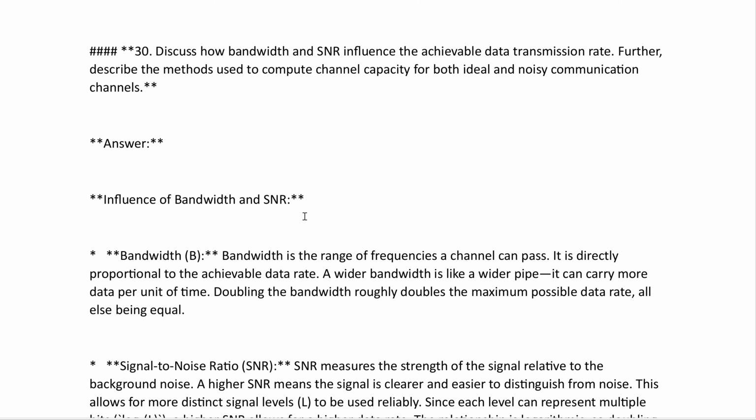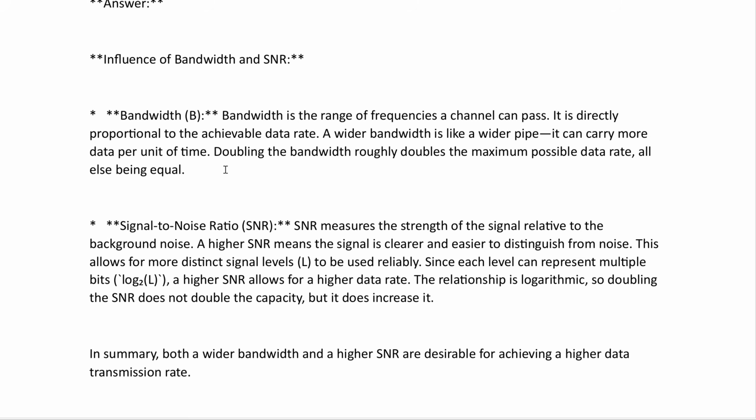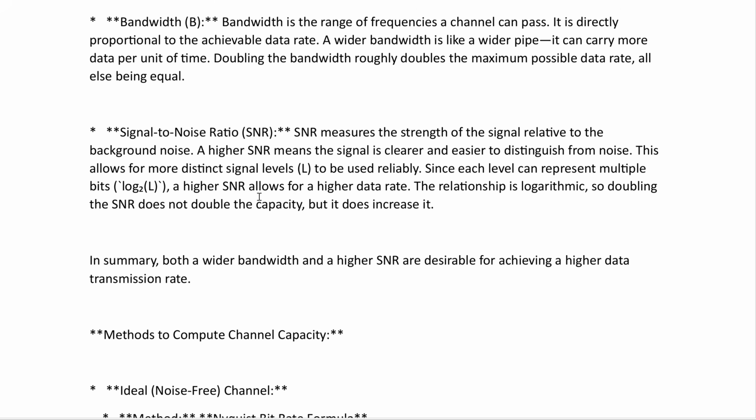So, the influence of bandwidth and signal to noise ratio. Bandwidth is represented by B. Bandwidth is the range of frequencies a channel can pass. It is directly proportional to the achievable data rate. A wider bandwidth is like a wider pipe. It can carry more data per unit of time. Doubling the bandwidth roughly doubles the maximum possible data rate, all else being equal.